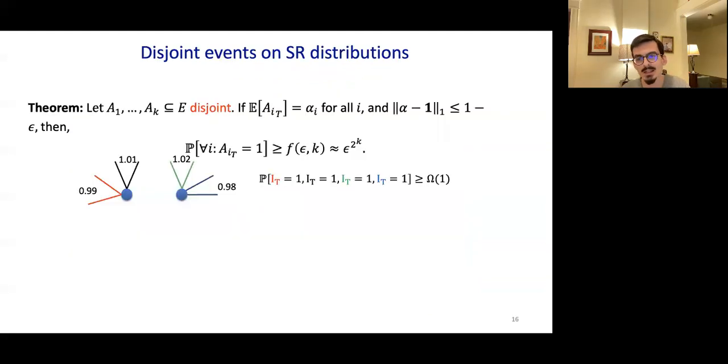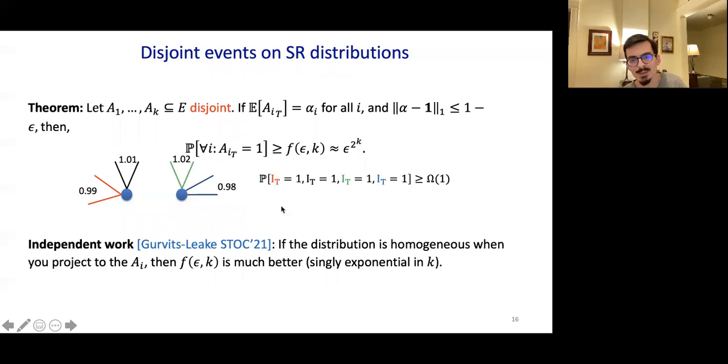And we show the following. If A1 through AK are disjoint subsets of edges, and alpha I is the expected number of edges of T in AI, then if the alpha vector is close to the all ones vector, so all these things have expectation about 1, then with a probability that's a function of only epsilon and K, the tree has exactly 1 edge in all of the AIs. And we show this for any strongly Rayleigh distribution. And if you'd like, you can think of this as proving a bound on the measure of bases in the intersection of a strongly Rayleigh matroid and this kind of partition matroid.